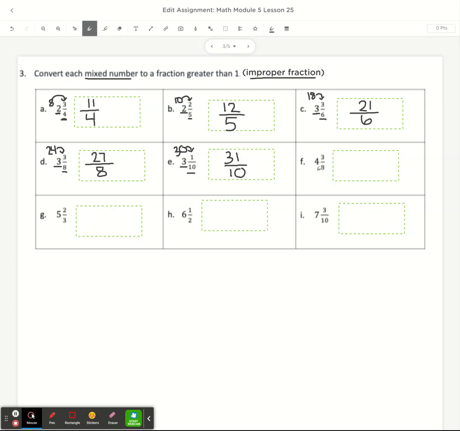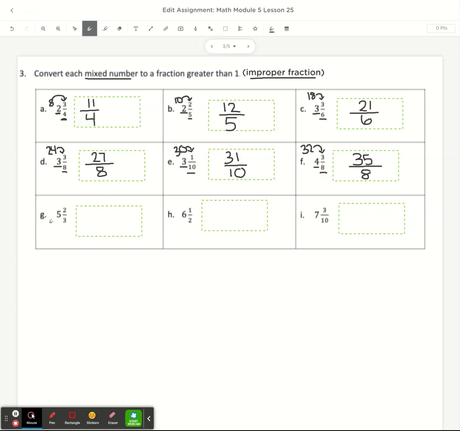Part F, we have 4 and 3/8. Again, I'm just going to take that whole number and multiply it times the denominator. So 4 times 8. I know that 4 times 8 is equal to 32. And I just add 32 to my numerator. So now I have 32 plus 3. I know that 32 plus 3 is equal to 35, so that is my new numerator, and I just keep my denominator the same.